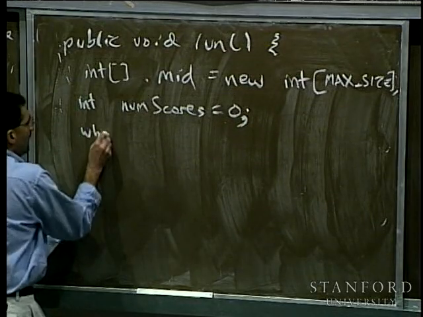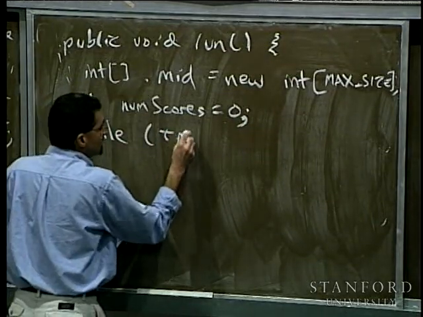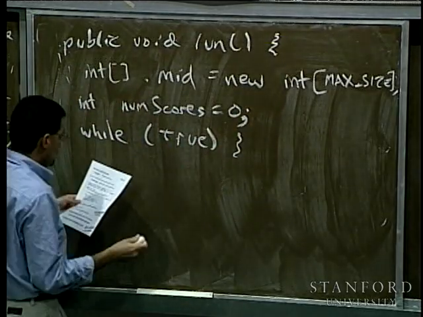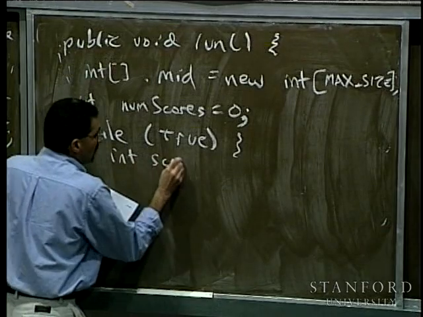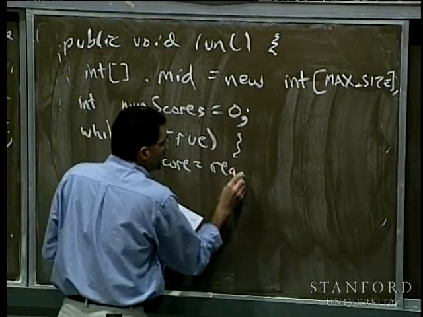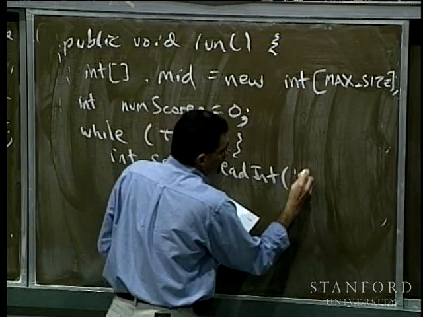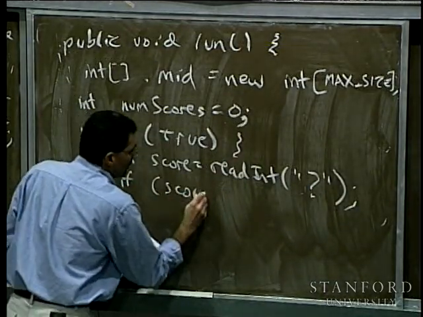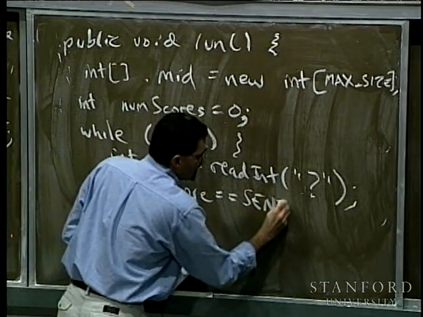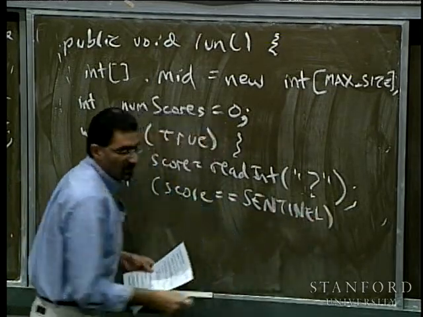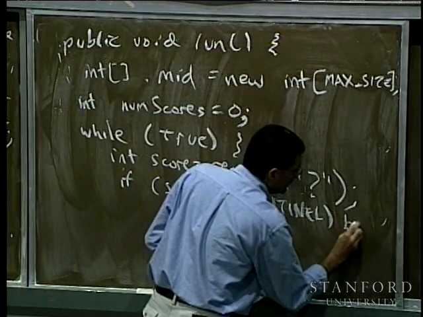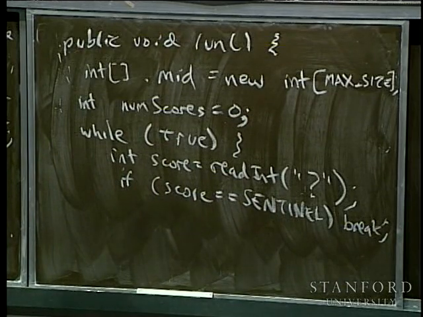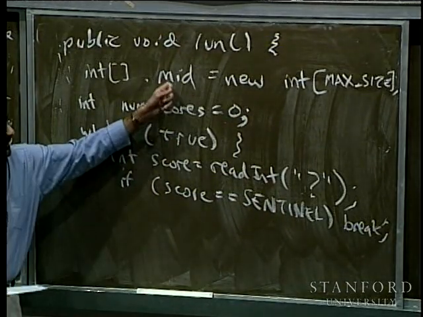Now I'm going to have a while loop that's going to read in scores from the user. So I might say while true, because I'm going to keep reading scores until the user gives me the sentinel value over here, and that indicates that I should stop. Int score, so I'll read one score at a time, equals read int, and I'll ask the user for a score by just putting in a question mark. Then I say if that score is equal to the sentinel, then I'm done. They just gave me a -1. I know that's not a real score, so I can just break. But if they gave me a score that was not a -1, so it's some valid score, then I want to store that in my array.